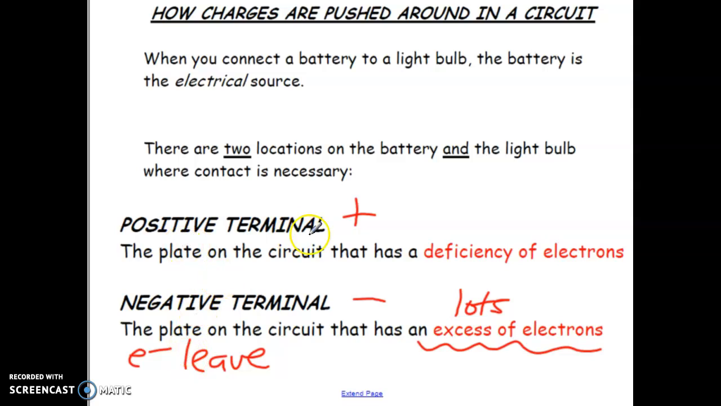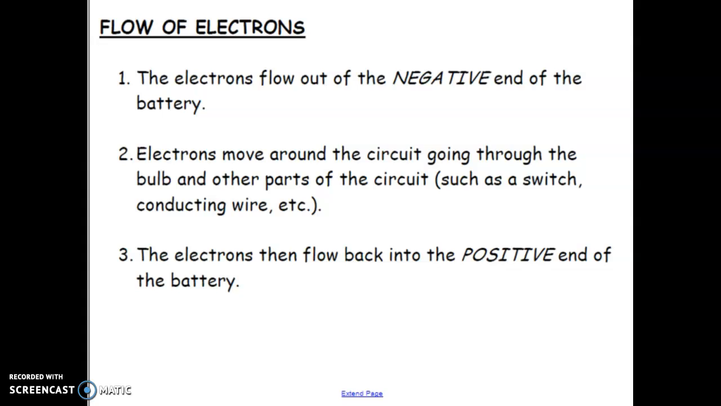The positive end of the battery is always deficient, or has a deficiency of electrons, which means there are not a lot of electrons at that terminal. So this is actually where the electrons enter back after they've traveled throughout the circuit. This will make more sense once we look at a couple of diagrams.